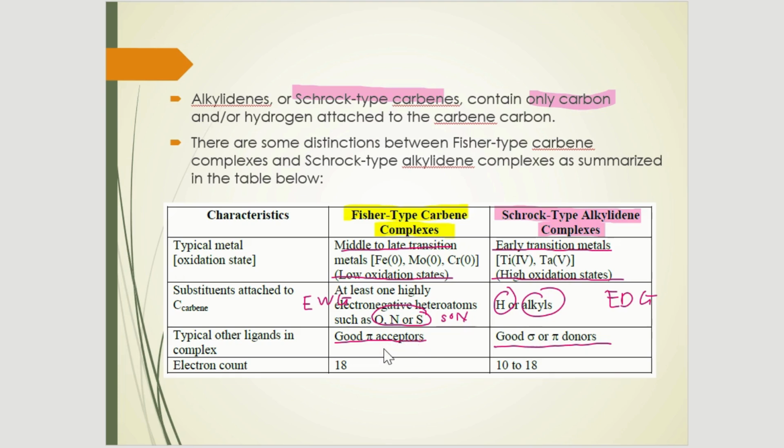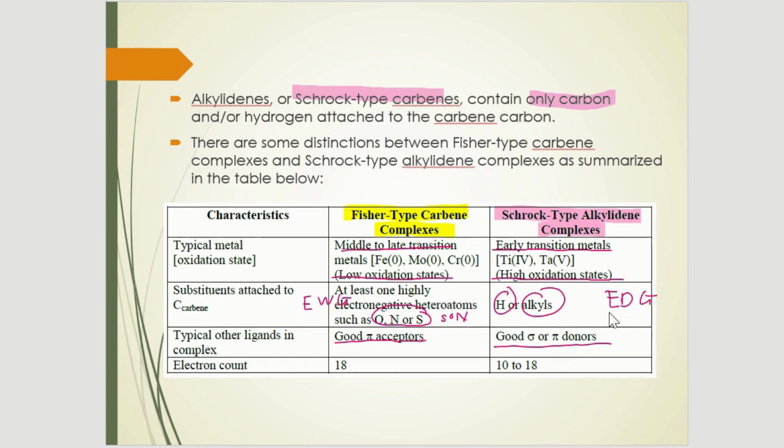Okay, so they can have the properties of a good pi acceptor. And for the Schrock type alkylidene complexes, they are good sigma and pi donors. As you can see from the second property, this one is an electron donating group, and this one is an electron withdrawing group.